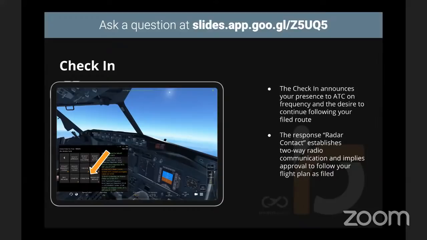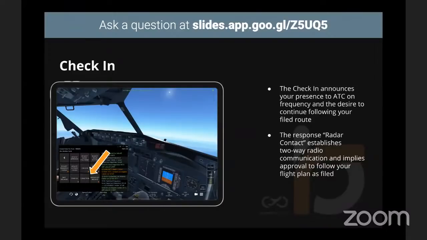The response radar contact from ATC establishes that two-way communication acknowledgement of your position, and it's the approval to continue following your flight plan, so you don't need to separately request flight following. With extremely busy airspaces on Infinite Flight, this short pilot ATC interaction can help keep the frequencies clear, and the traffic moving quickly from point A to point B.